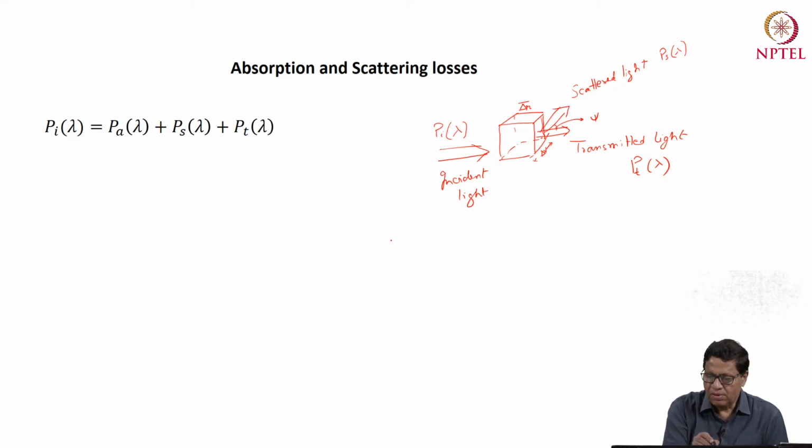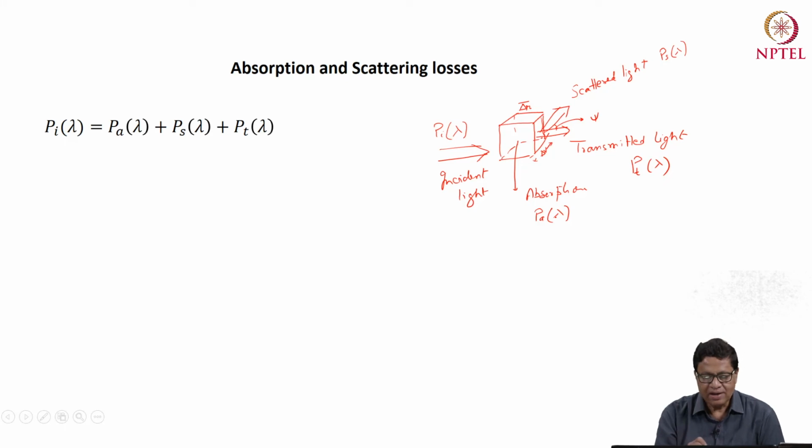So from the law of conservation, Pi lambda, that is incident light, is a sum of light, and some light will be absorbed inside this small volume of delta V and delta R. So this is absorbed light. Absorption happens inside this. And the light which is absorbed is say Pa lambda. So Pi lambda, incident light, is the sum of absorbed, scattered, and transmitted light.